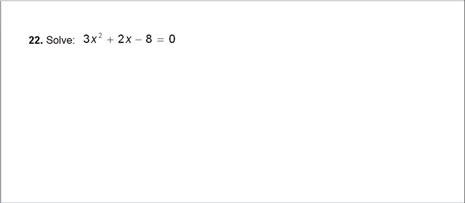Solve 3x squared plus 2x minus 8 equals 0. We're going to use the factoring technique to solve this quadratic equation. The first thing that we do for all these types of problems, if we're going to use factoring, is we need to set it equal to 0 and make sure our terms are in descending order. Since that's already the case for this particular problem, we're going to go ahead and factor.